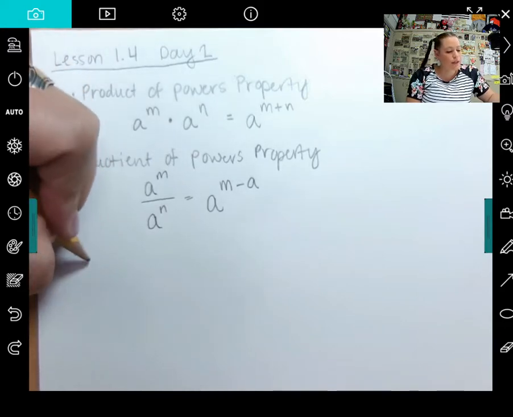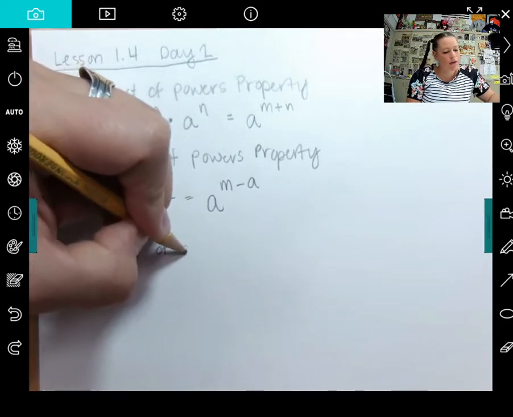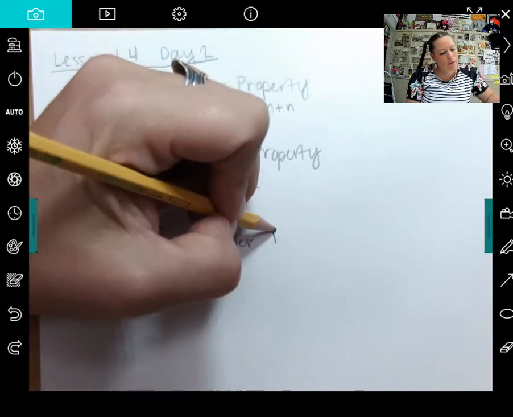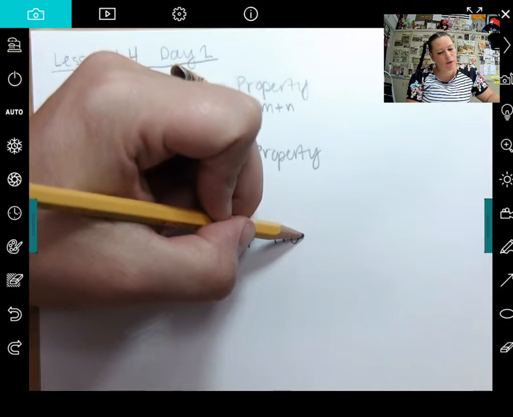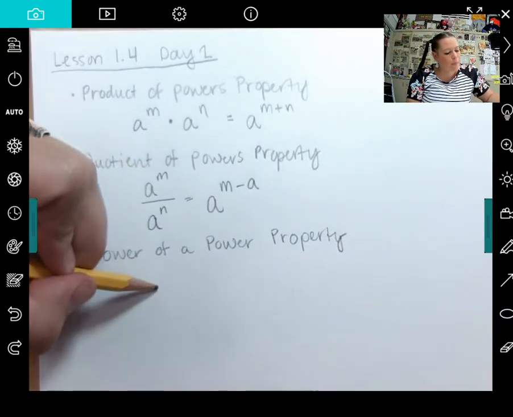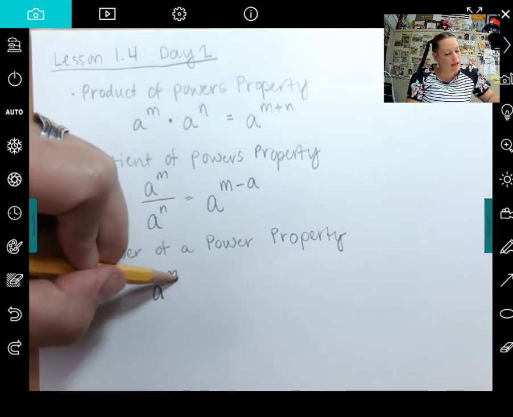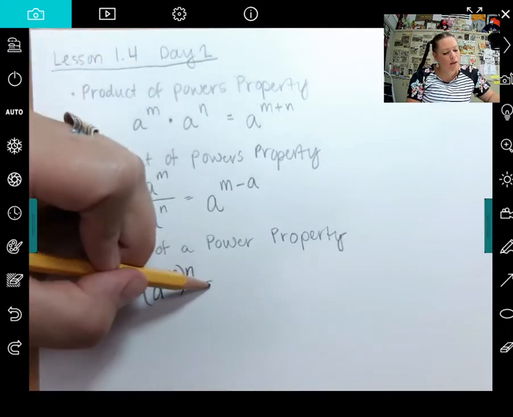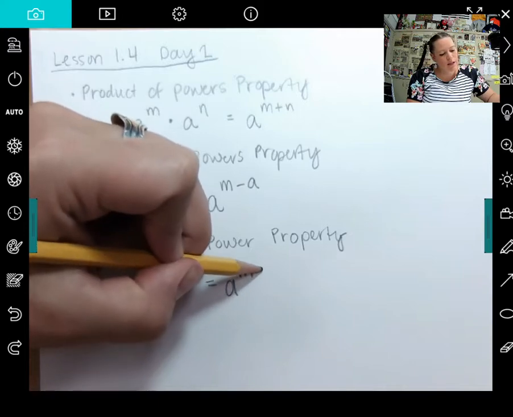The third one is called the power of a power property. So this means we have like x squared to the 3rd power. So how we would deal with that. Say we have a base a and it is to the mth power, and then that's to the nth power. We would combine those just by multiplying. So we'd have m times n.